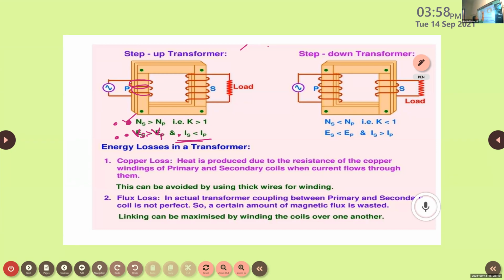Now we are going to discuss the step-down transformer. Here also, as its name implies, a step-down transformer is a device that is used to decrease the value of voltage.